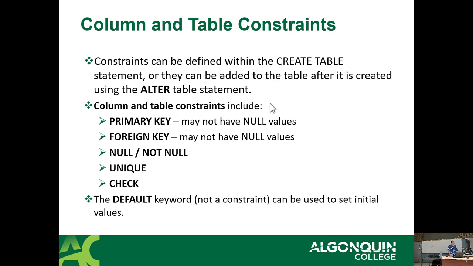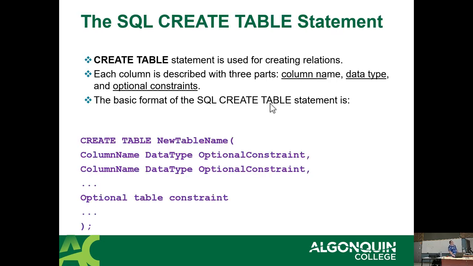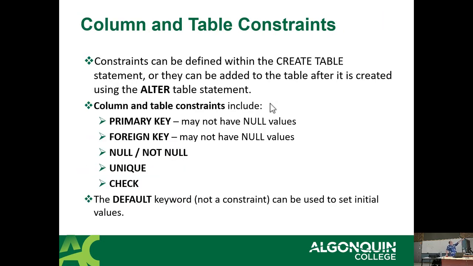So the column and table constraints. Over here where it says optional constraint, those include things like primary key, foreign key, whether columns are null or not null, whether there's unique columns, check constraints. The check constraint, I'm not a fan of, I'll admit it. Why am I not a fan of the check constraint? Because not all database servers implement it the same way. So it's not universal.